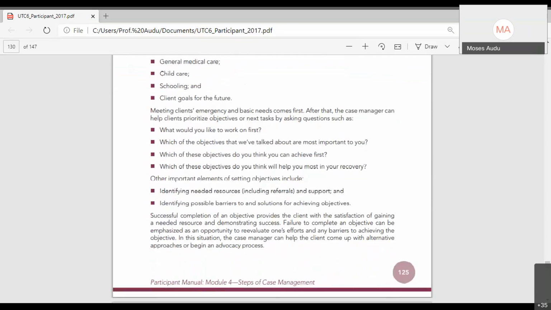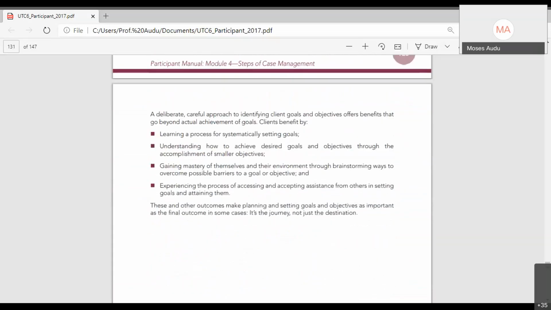What would you like to work on first? What is important to the client first? Which of the objectives that we've talked about are most important to you? Which of these objectives do you think you can achieve first? So you want the client to prioritize, help him to prioritize, and then you tackle the immediate ones, and then you can tackle the others later. Which of these objectives do you think will help you most in your recovery? So these are ways that you'll be able to prioritize your objectives.